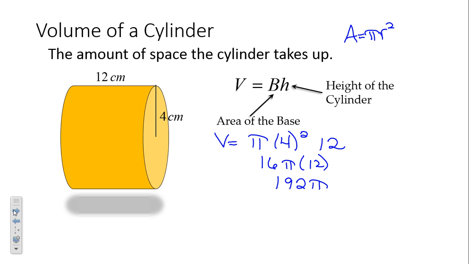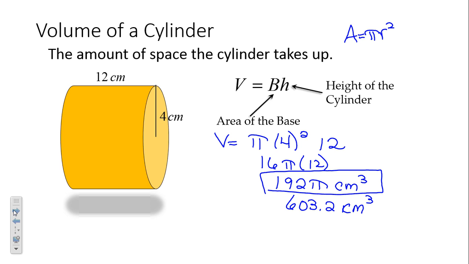Cubed, if it's centimeters. So units cubed. If you actually multiply the pi in, we get 603.2. Make sense? So the answer, I prefer to see 192 pi, but if you give me 603.2 cubic centimeters, that's when I take pi times it. You multiply pi and you'll get 603.2.